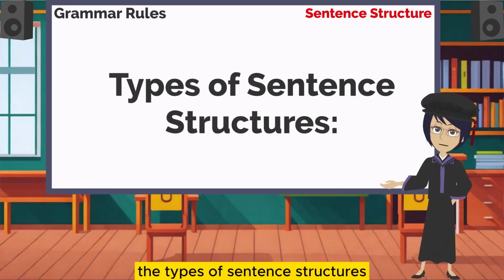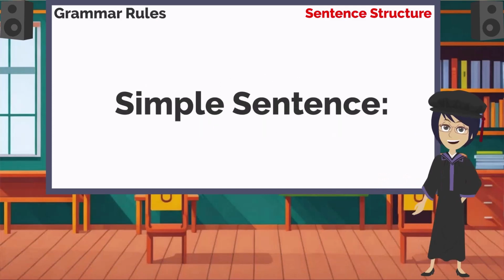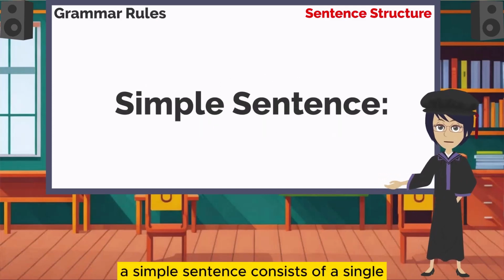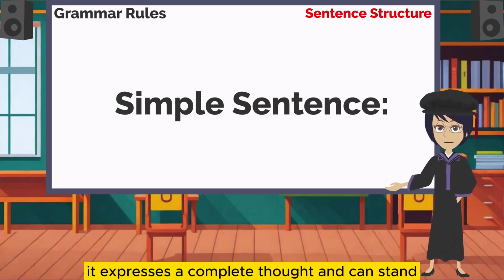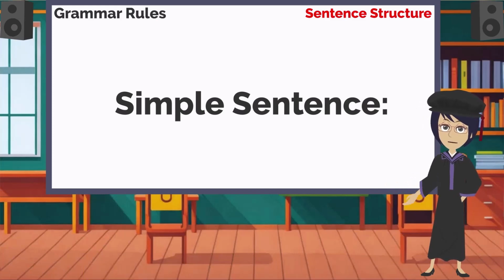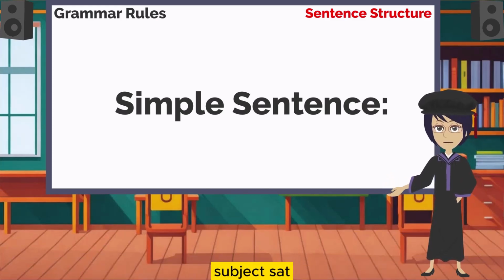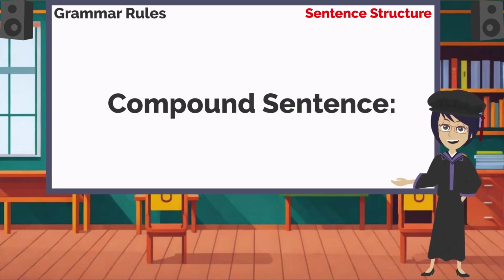The types of sentence structures. Simple sentence. A simple sentence consists of a single independent clause containing a subject and a predicate. It expresses a complete thought and can stand alone as a sentence. Example: the cat (subject) sat (verb) on the mat (object).